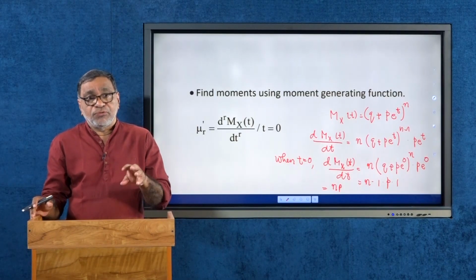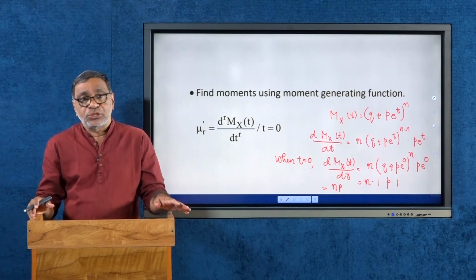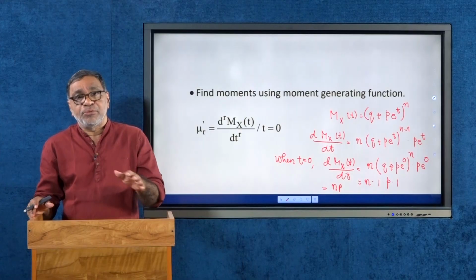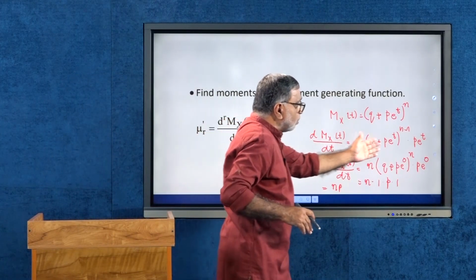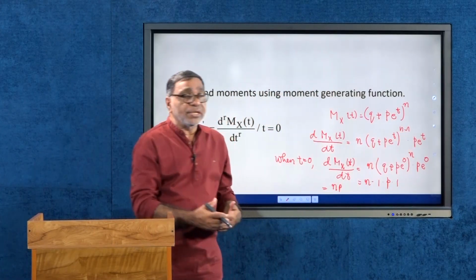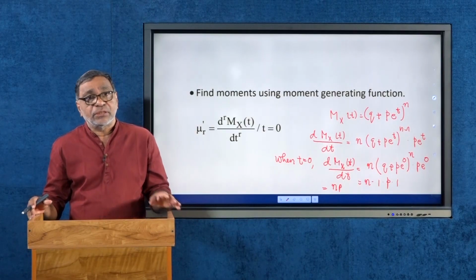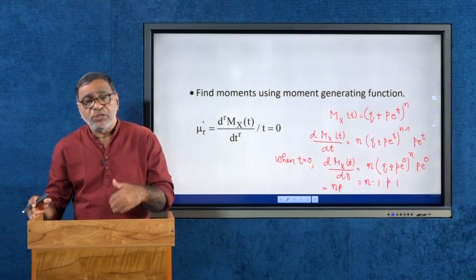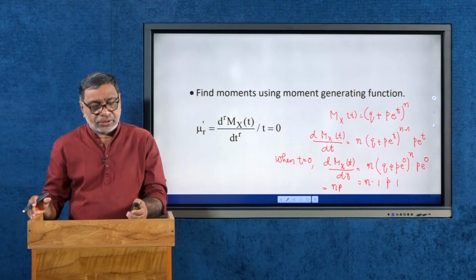That is, you differentiate the moment generative function with respect to t and put t equal to 0; the first derivative gives us mu1 dash, and again you find the second derivative. This is our function, the first derivative. You differentiate that function again, you will get the second derivative, and put t equal to 0, you will get mu2 dash. Similarly, you can find all arbitrary moments using the moment generative function.